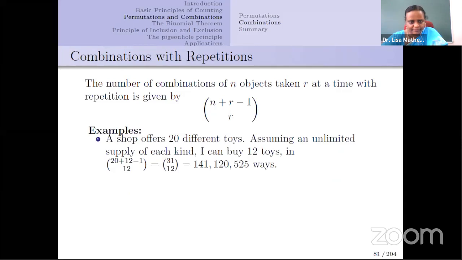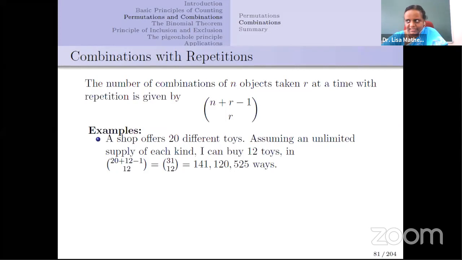For example, I have a shop which offers 20 different types of toys, and I'm assuming that there's no limitation on the number of toys available of each kind. So suppose I want to buy 12 toys. I want to buy toys for 12 different children. Now how many different ways can I buy it?